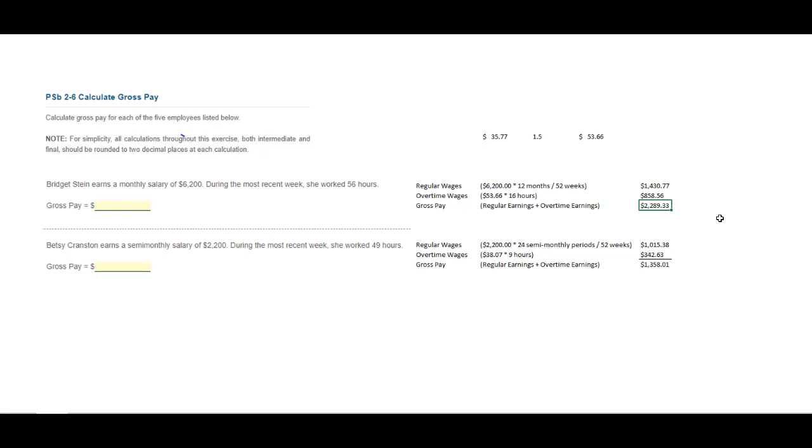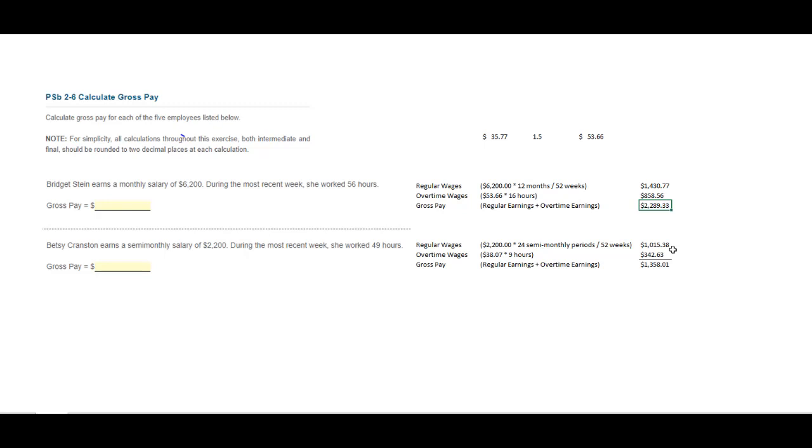All right. We do the same in this example 2. However, in this example 2, Betsy earns a semi-monthly salary of $2,200. Semi-monthly, again, we need to annualize it. So we need to multiply by 24 semi-monthly periods. Take the 2,200 times 24 semi-monthly periods to get us the amount for the year. And then divide by 52 weeks. Comes out to $1,015.38. That's the regular pay.